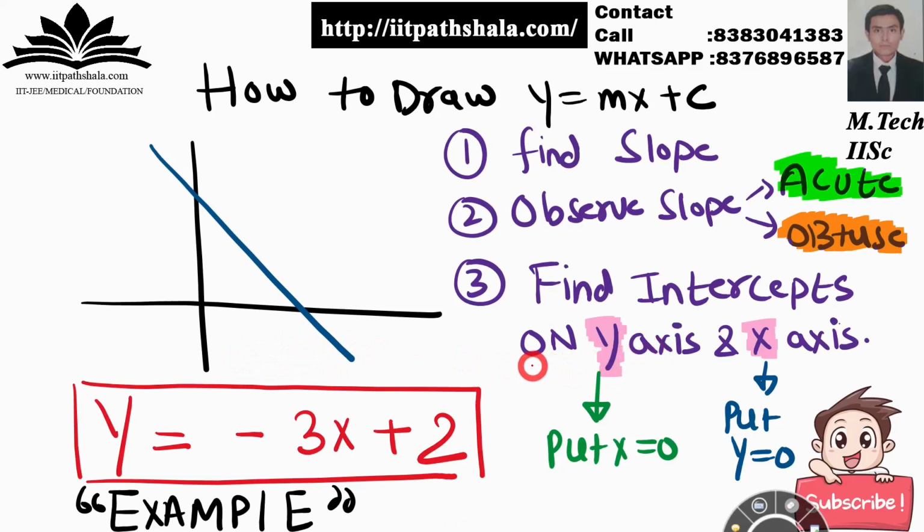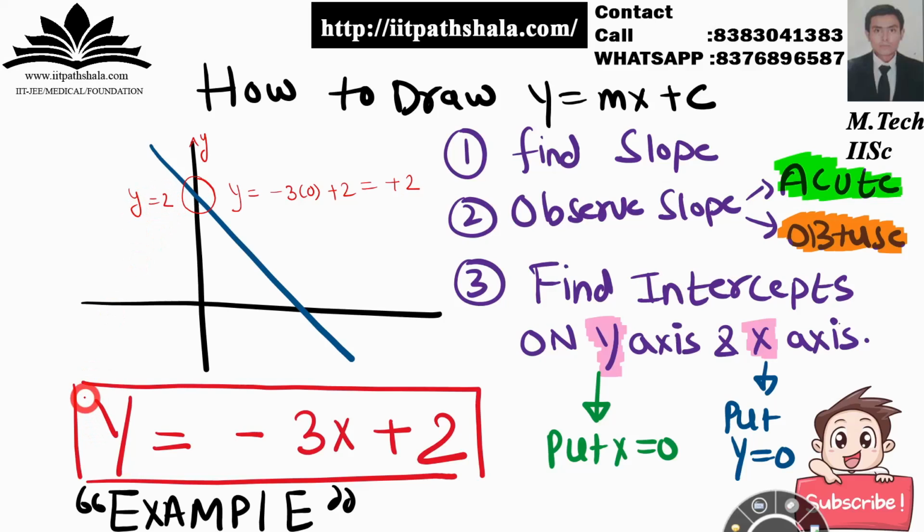Now if you want to find the intercept on the y-axis, you should put x equal to 0. For example, in this case y equal to minus 3x plus 2. If I want to find the y-axis intercept, this point over here, as I know that on this line, this is my y-axis, my x will be equal to 0. So I will simply put x equal to 0 and I will be left with minus 3 times 0 plus 2, equal to plus 2. So this is my point, y equal to 2.